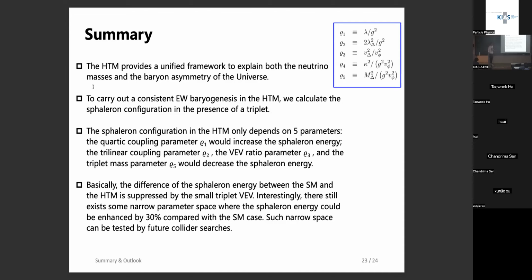However, we find that there still exists some narrow parameter space where the Sphaleron energy can be enhanced up to about 30% compared with the standard model case. And such a narrow space is possible to be tested by future collider searches.